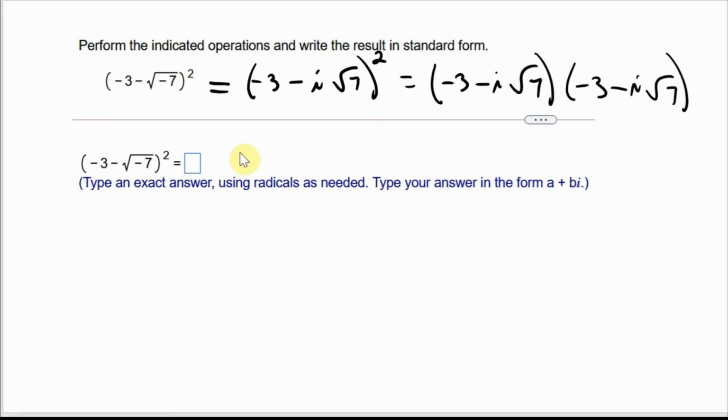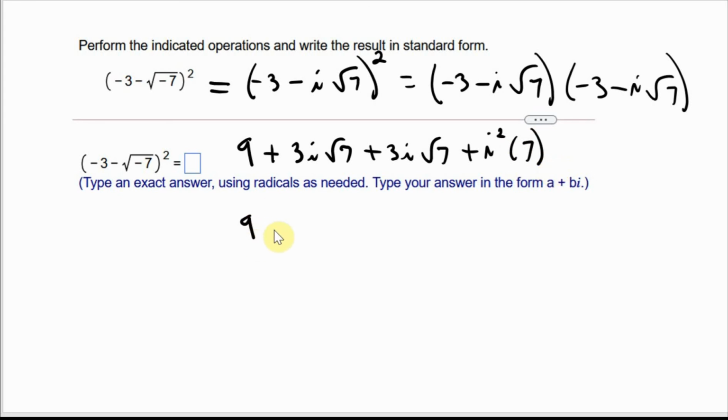The first times the first gives us 9. The outer times the outer is, well, that's plus 3i times the square root of 7. Inner times the inner, multiplying 2 negatives, we get plus there, 3i times the square root of 7. The last times the last is negative times negative, which is positive. That's i squared times 7.